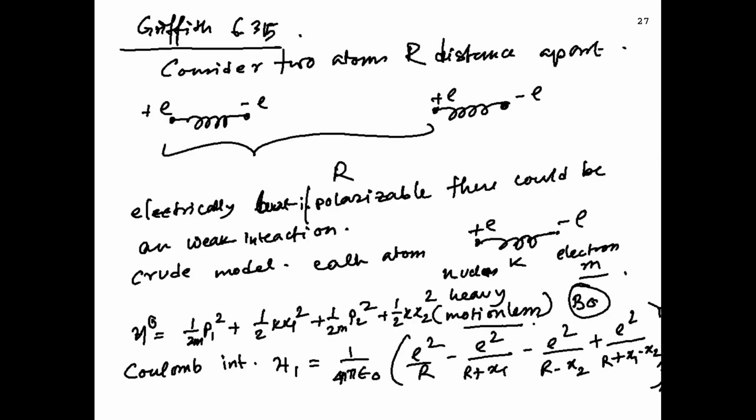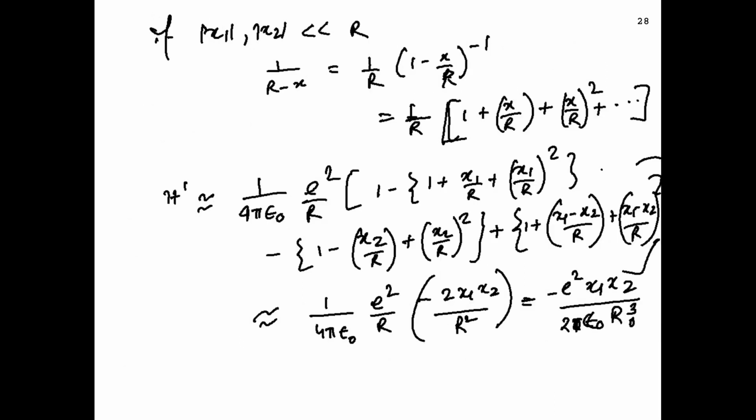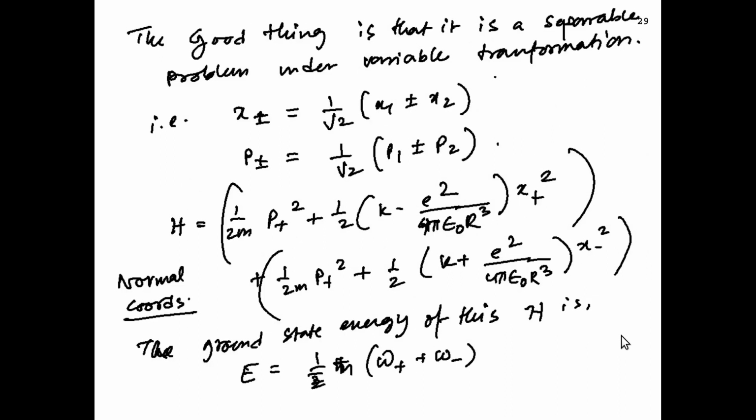And see, so let's say x1, x2 is much smaller than r. So what happens? I can expand this, 1 by r minus x, if that is true. x1, x2 is much smaller than r. This is the expansion. I plug this expansion for each term into this Coulomb interaction perturbation, and I get this expression after that, which is minus e square x1 x2 1 by 2 pi epsilon naught r naught cube. So that is my perturbation now in the neat form. It's x1 x2 is basically the form.